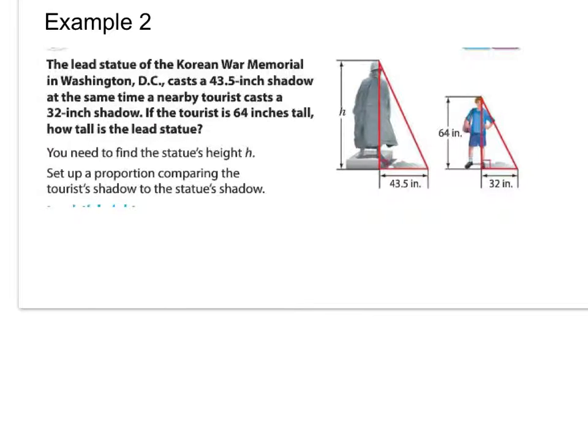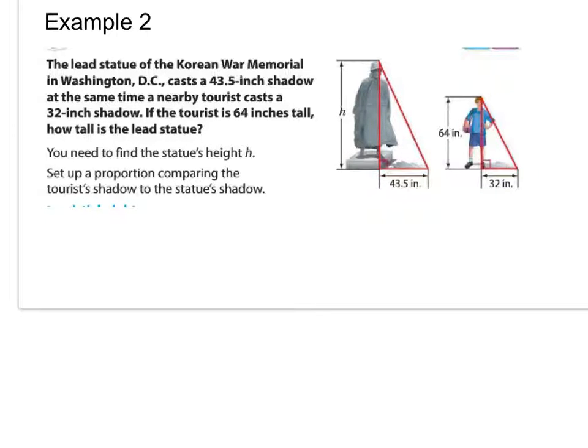Let's take a look at another example. The lead statue of the Korean War Memorial in Washington, D.C. casts a 43.5-inch shadow. Okay, that's right here. Okay, at the same time, a nearby Taurus, which is the boy, casts a shadow that is 32 inches. The Taurus, the boy, is 64 inches tall. They want to know how tall the statue is. Okay, so we need to find the statue's height.